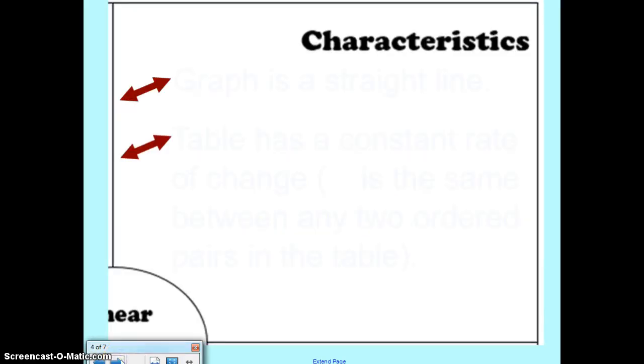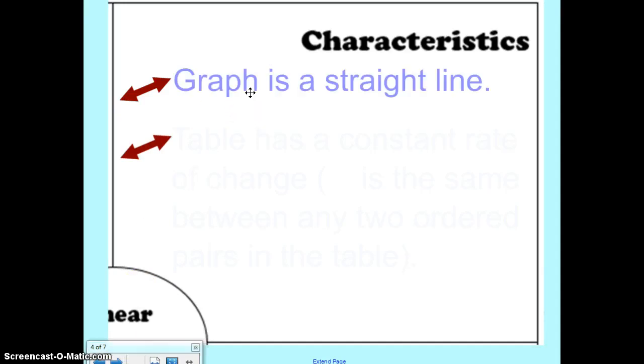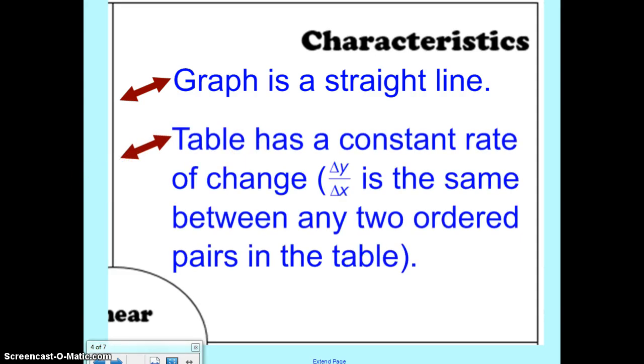If we think about characteristics of a linear relationship, one characteristic is that the graph is a straight line. There are no bends or curves in the line. Another characteristic is the table has a constant rate of change. Remember that a constant rate of change is delta y divided by delta x, and it is the same between any two ordered pairs in the table.